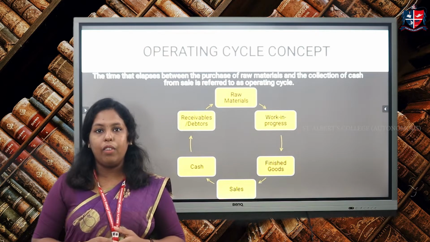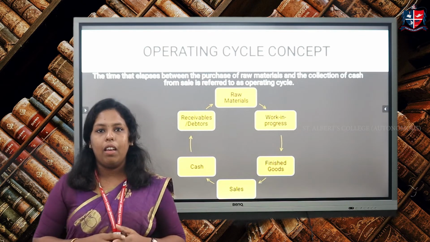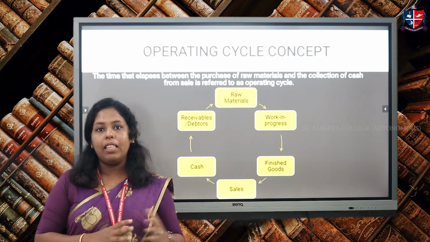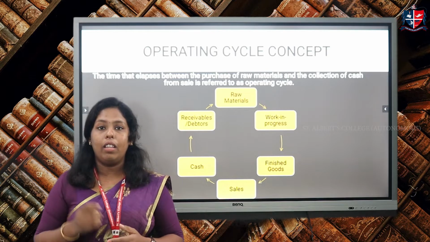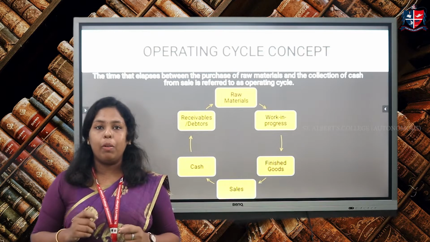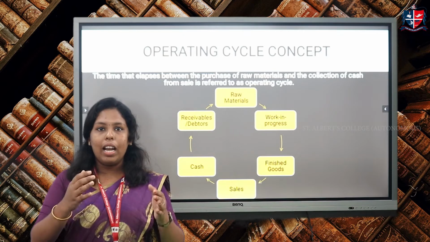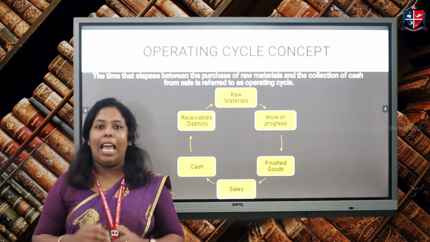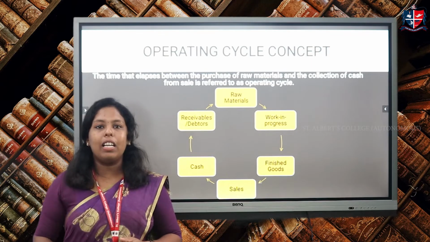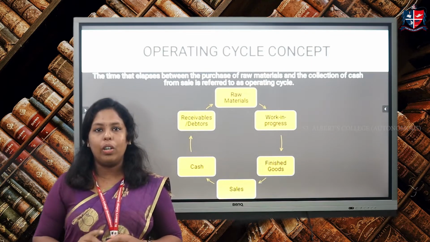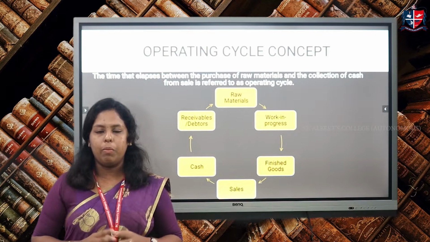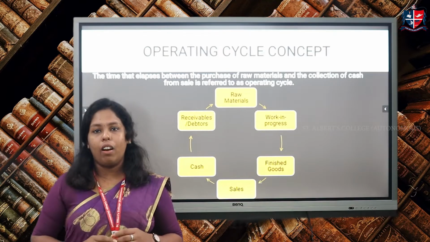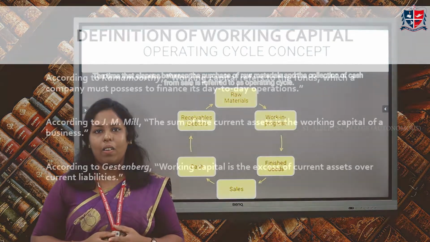If we sell for cash, we realize the cash at the same time. If we sell on credit, the debtors will one day make the payment, and then we realize our receivables or debtors. So at last we get back into cash itself. We start from cash and end with cash itself, and this cycle goes on. This cycle is known as the operating cycle concept. In short, all the assets which come under working capital revolve around cash. This is what the operating cycle concept says.